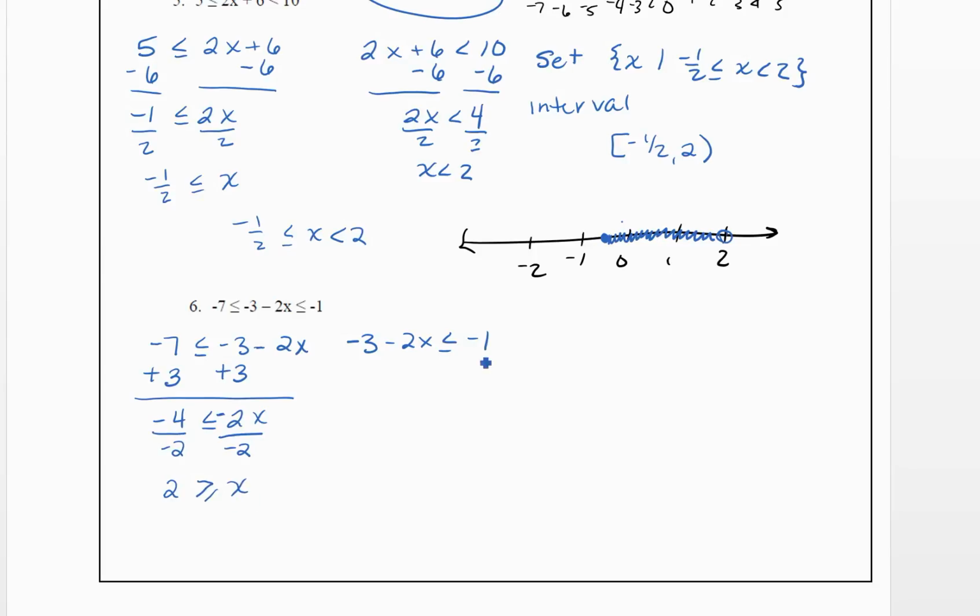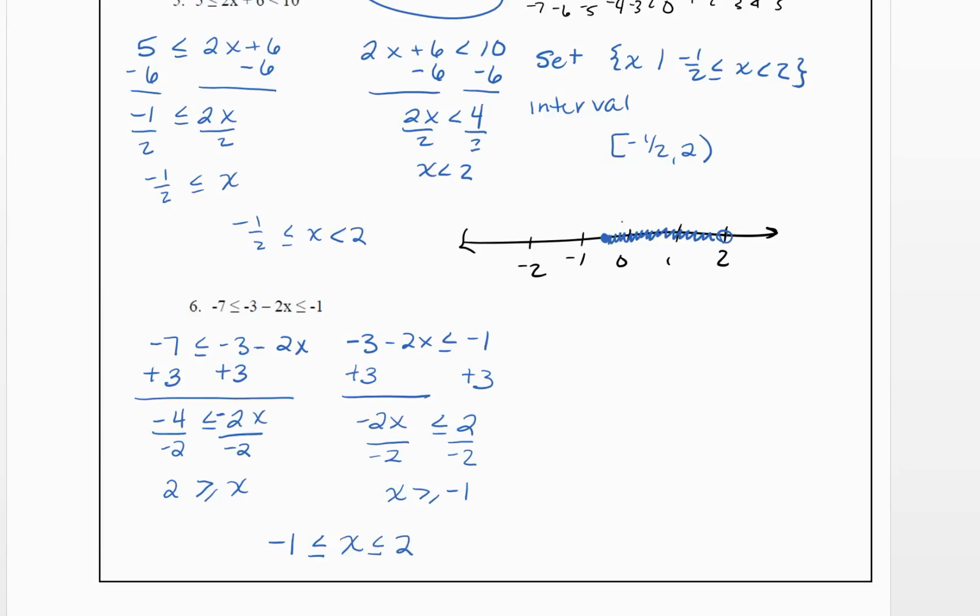Okay, now we need to solve it over here. So we need to add 3 to both sides. So we're going to get -2x is less than or equal to 2. I need to divide both sides by -2, which flips the sign, so we're going to get x is greater than or equal to -1. Now let's look at what's the lowest here. We've got -1, and the less than or equal to part is pointing toward the -1, so -1 is less than or equal to x. And now x is less than or equal to 2.